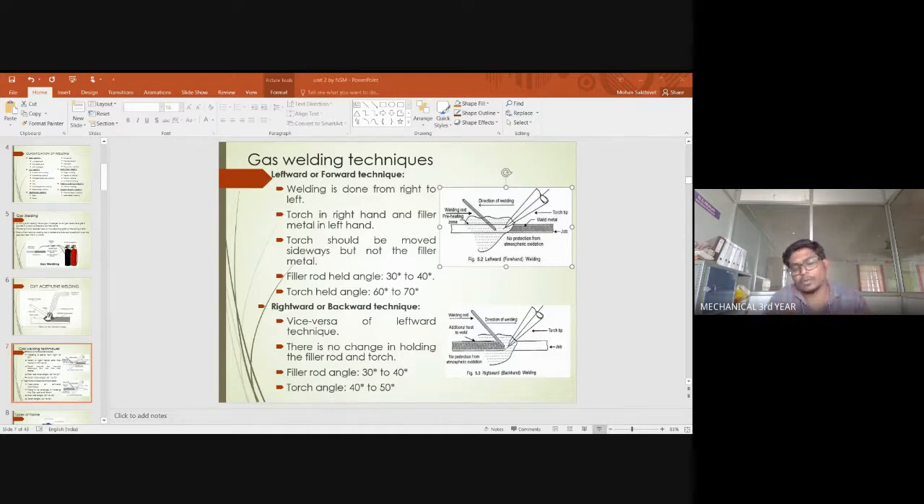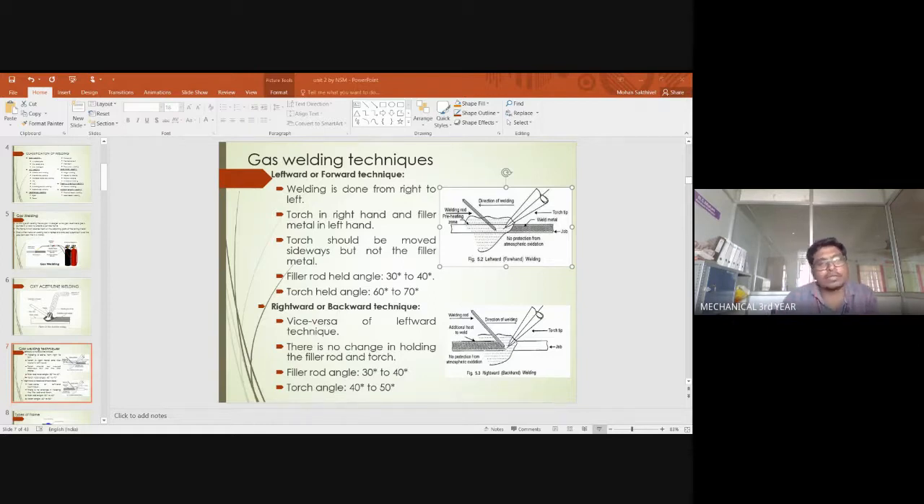So let us see what the different types of flame available in the case of gas welding are. First is the neutral flame. Next is the carburizing flame, and then the oxidizing flame. Let us discuss the neutral flame. As the name indicates, here we have the same amount of oxygen and acetylene used in this particular flame characteristic.